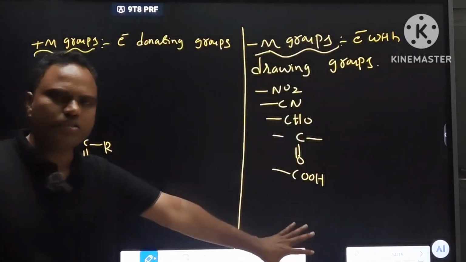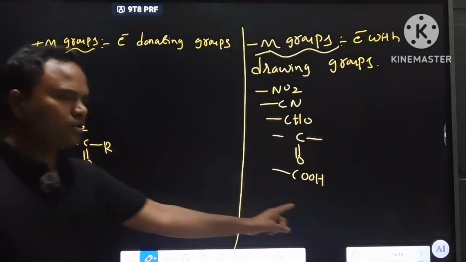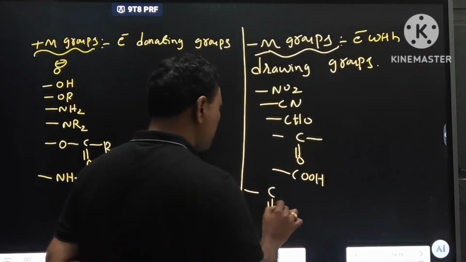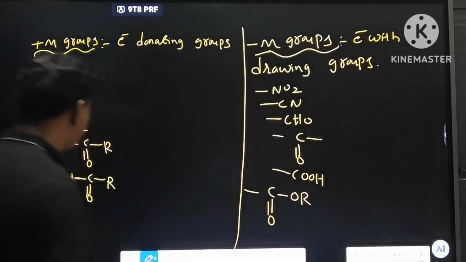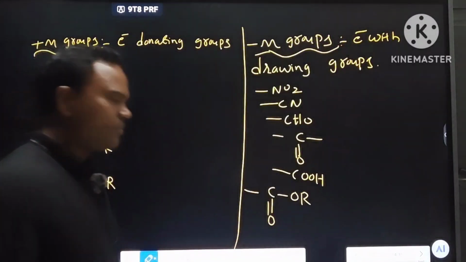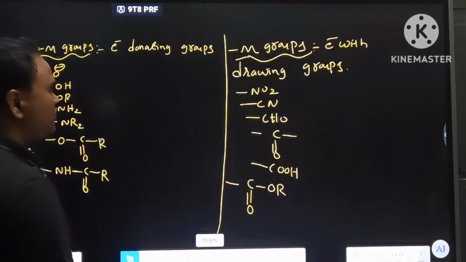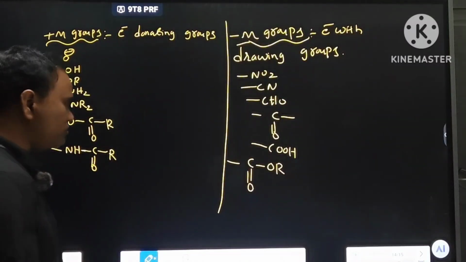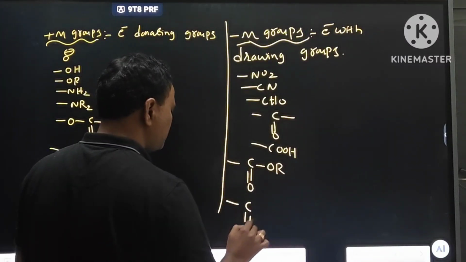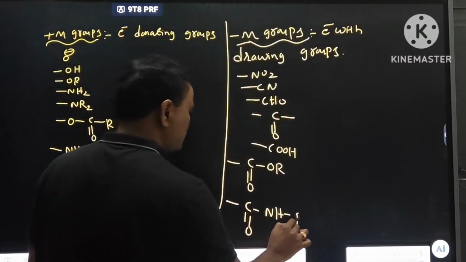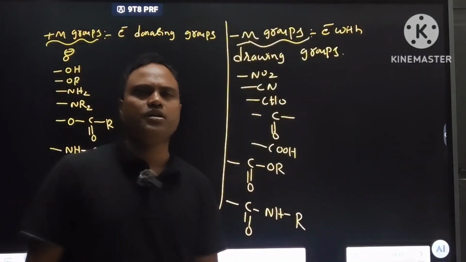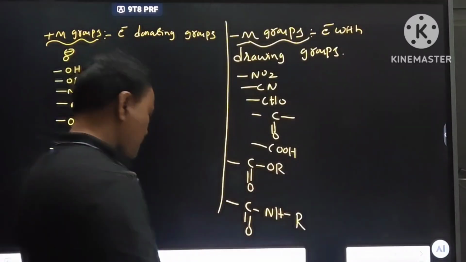See one important point. Here also I am writing ester. I wrote ester here, and here also I am writing the ester. Look at this. But you tell me what is the difference between these two. This is ester, and this is also ester only. And similarly, amide, I am writing amide again. Ester and amide come under both categories. Why? Why are ester and amide considered as both plus M and minus M groups?